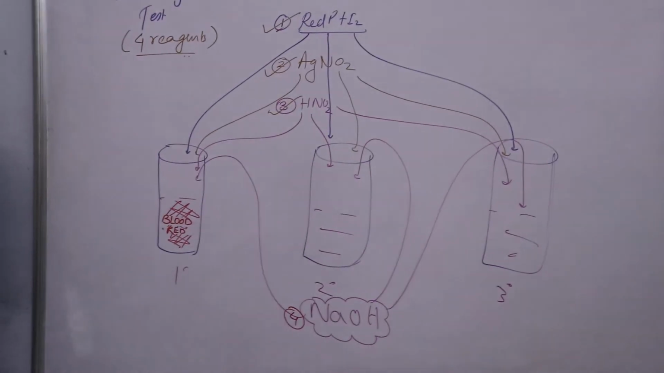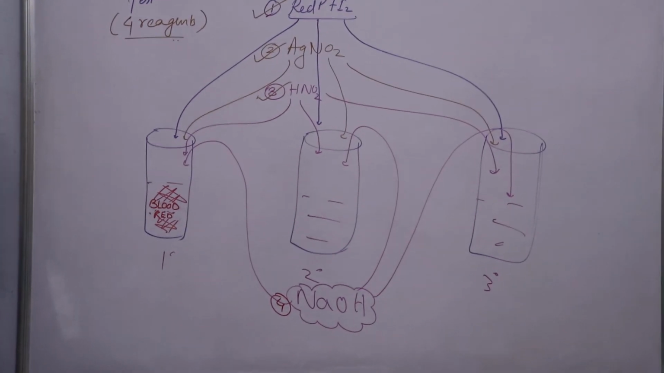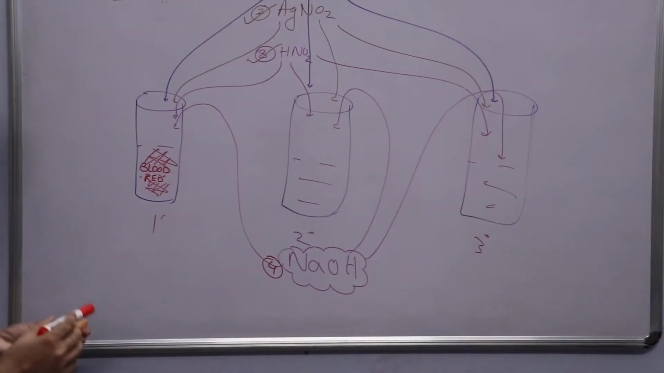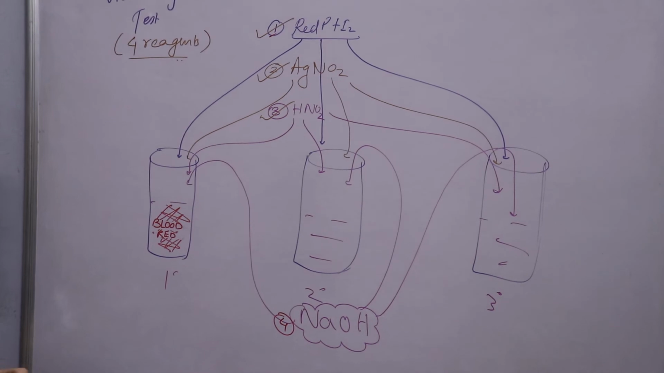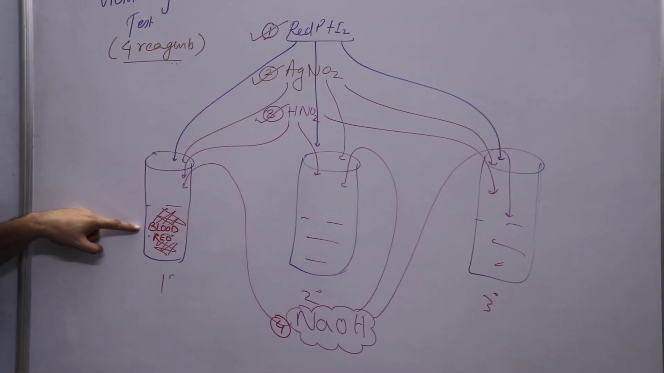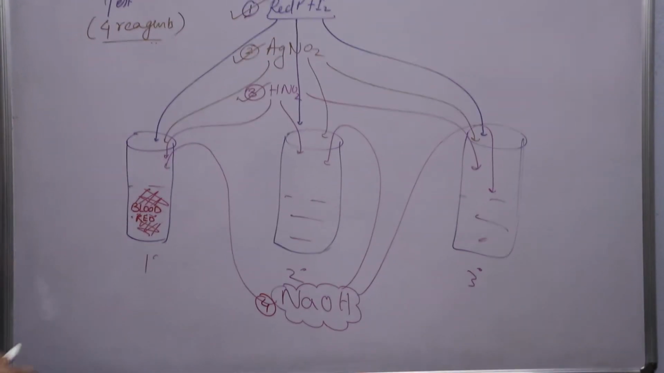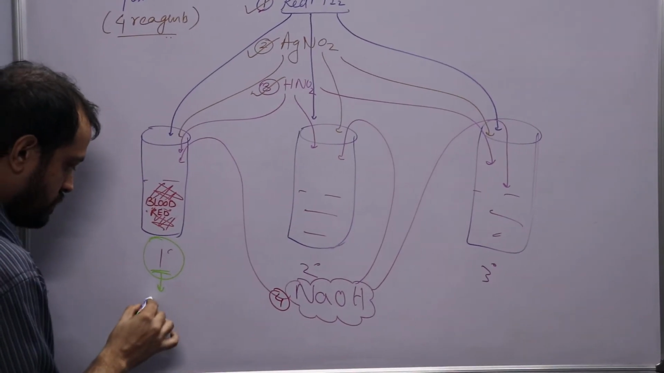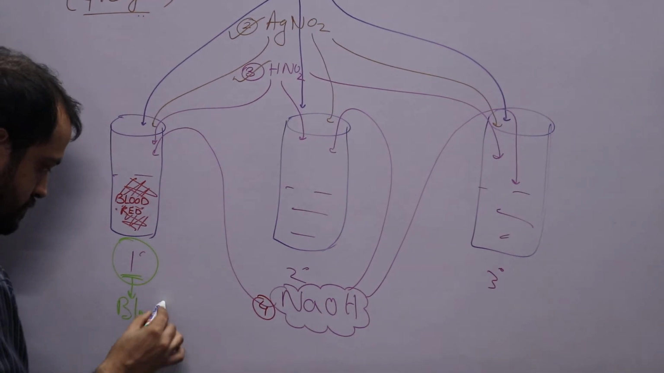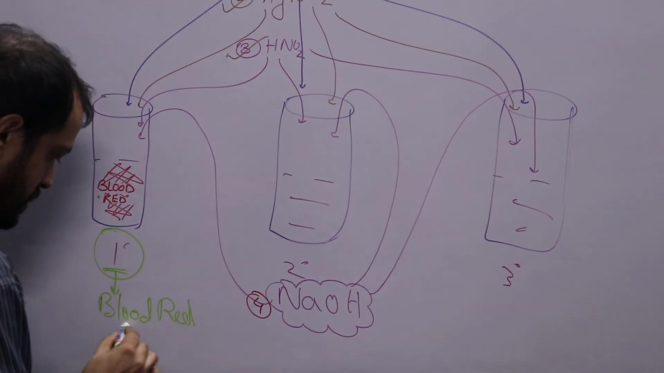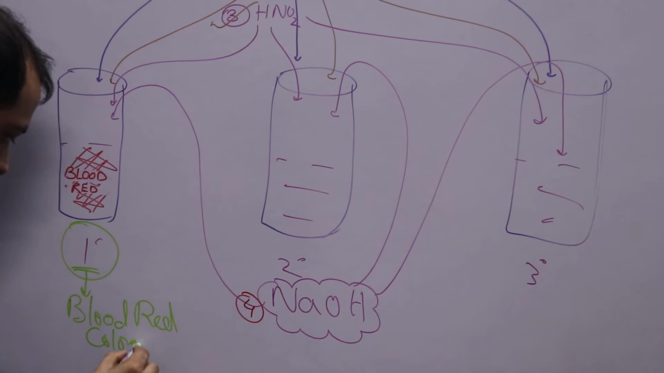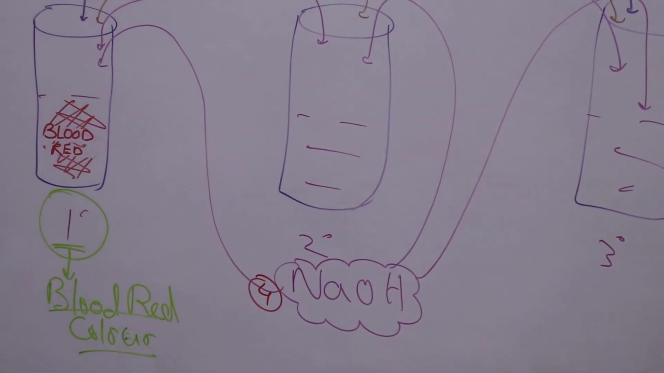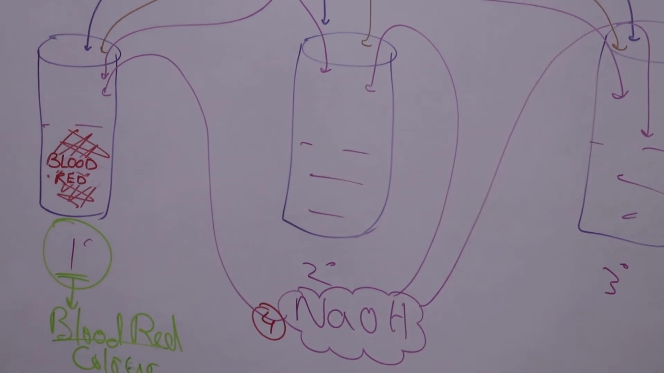Don't worry, we will know why this color is occurring. We will exactly know the reaction also, but for the time being you understand this. So it is confirmed that this is 1 degree alcohol, because 1 degree alcohol gives a blood red color in Victor Meyer's test.